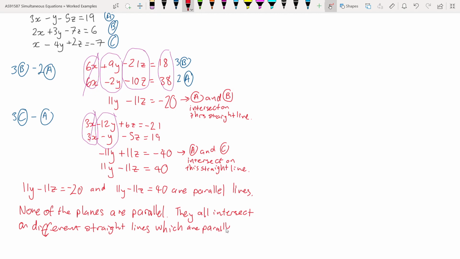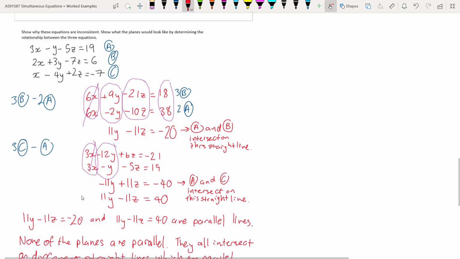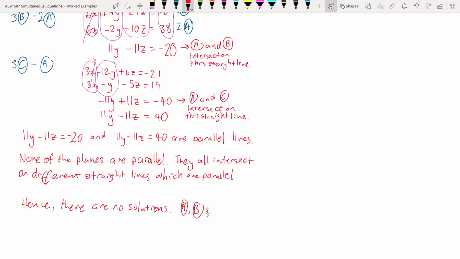If you're not sure what that looks like at this point in the video, I'm really hoping to have something over here, hopefully showcasing that. So none of the planes are parallel, they all intersect on different straight lines which are parallel, so that's what it looks like. So the equations are inconsistent and there are no solutions because the three planes don't intersect at the same point. So at this point, hence there are no solutions. And the planes, the equations A, B and C are inconsistent.